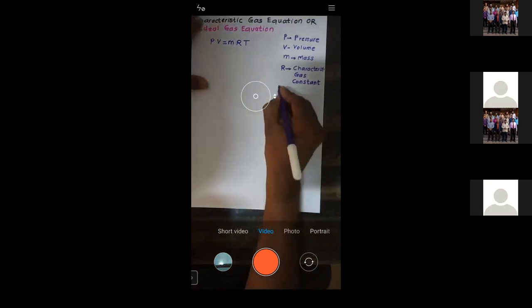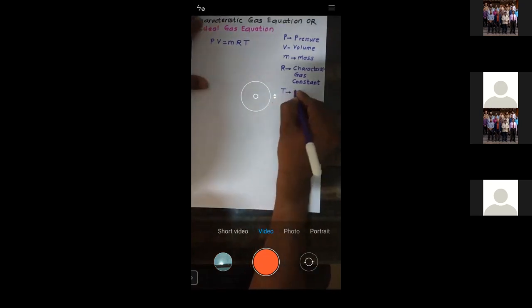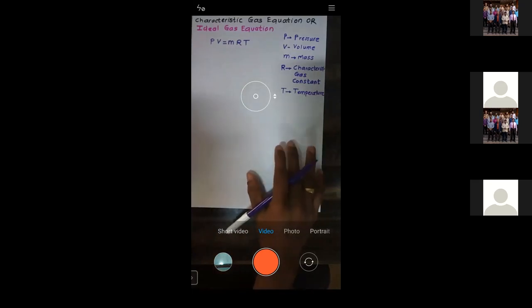And you know this about T. This is called temperature. So these are the terms. PV is equal to MRT, where P is the pressure, V is the volume, M is the mass, R is the characteristic gas constant, and T is the temperature.